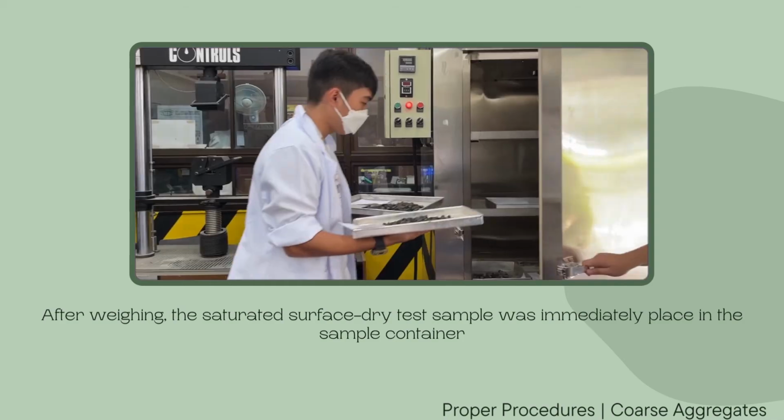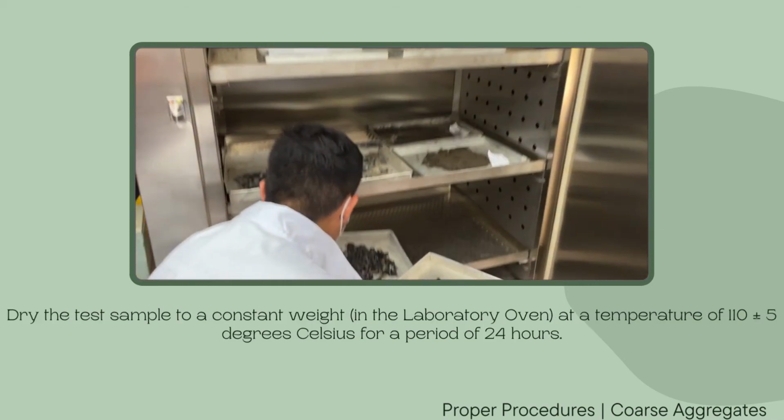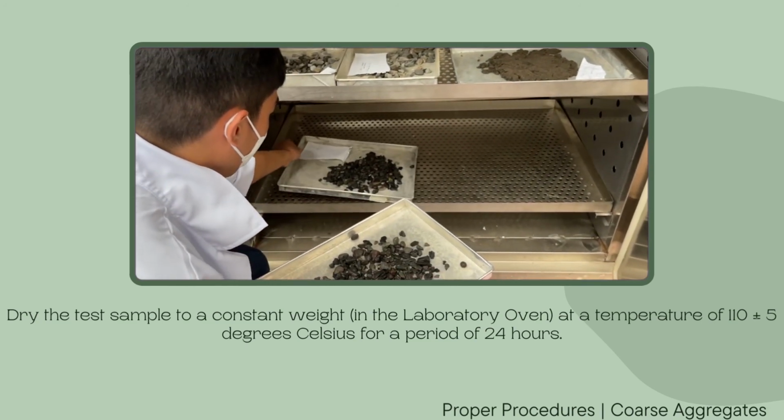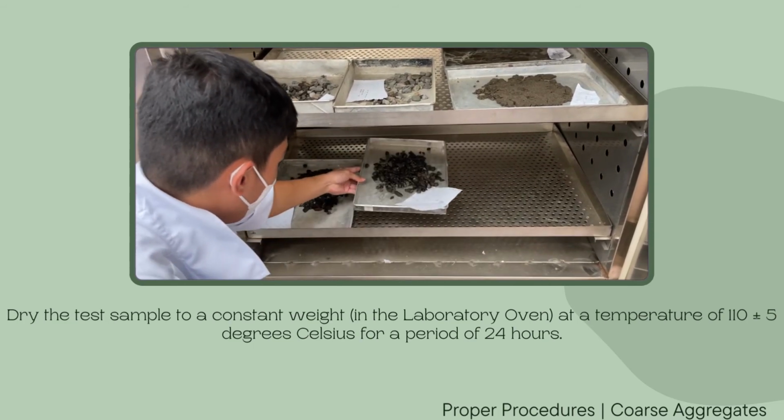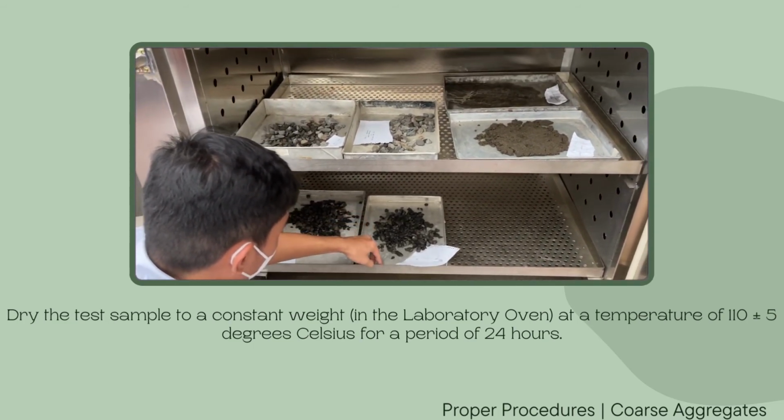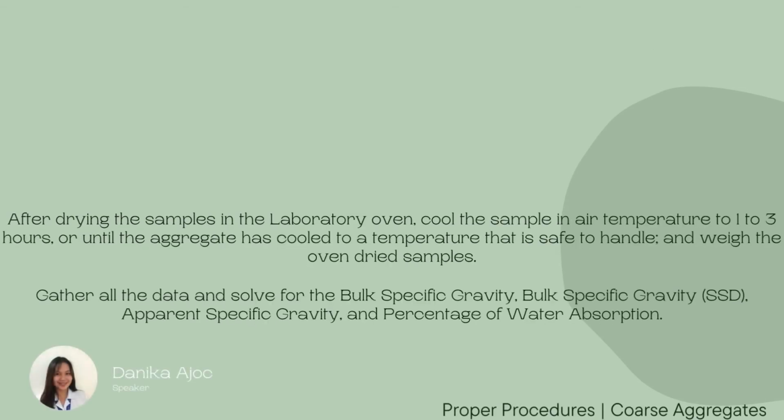Number 6. Dry the test sample to a constant weight in the laboratory oven at a temperature of 110 plus or minus 5 degrees Celsius for a period of 24 hours. After drying the samples in the laboratory oven, cool the sample in air temperature for 1 to 3 hours or until the aggregate has cooled to a temperature that is safe to handle, and weigh the oven-dried samples. Lastly, gather all the data and solve for the bulk specific gravity, SSD, apparent specific gravity, and percentage of water absorption.